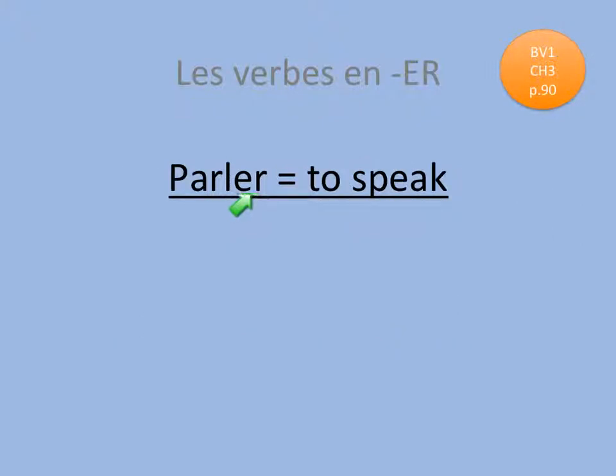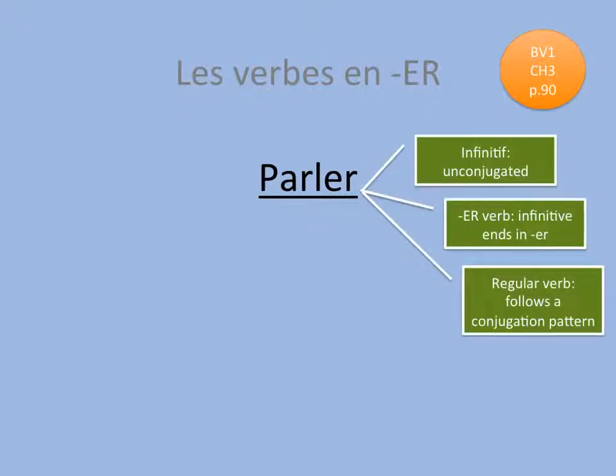Parler is a regular ER verb that means to speak. Parler is in the infinitive, it is not conjugated, and to speak is the English form of the infinitive, it is not conjugated. It is an ER verb, which means its infinitive ends in ER. And it is a regular verb that follows a conjugation pattern. So let's figure out what that pattern is.